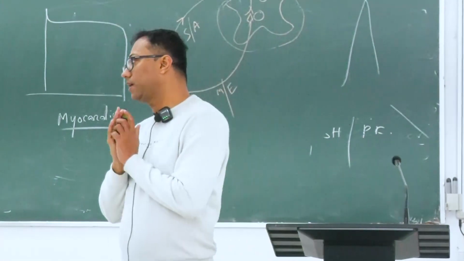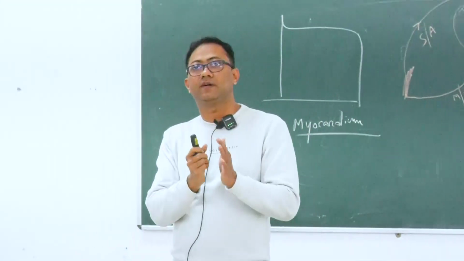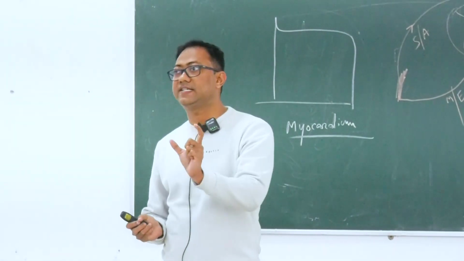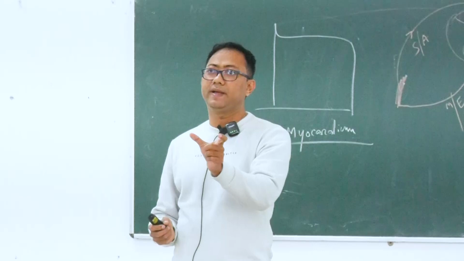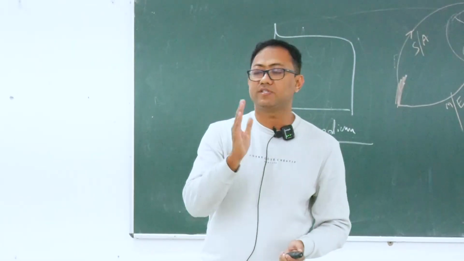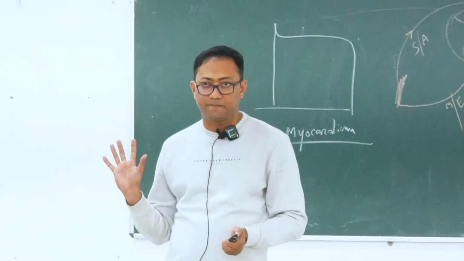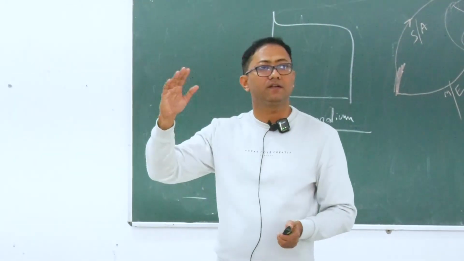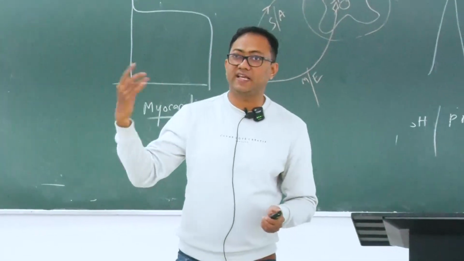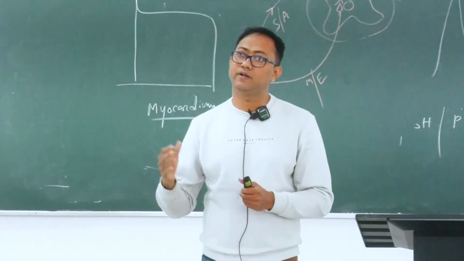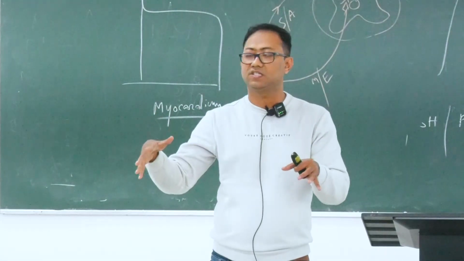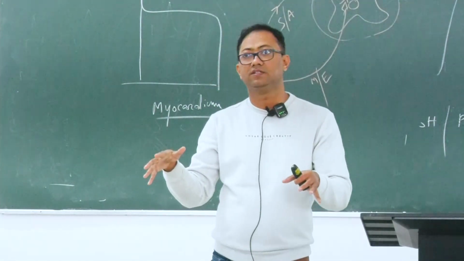Say for example, your baroreceptor is designed or set in such a way that it will maintain your mean arterial blood pressure from 70 to 100 millimeters of mercury. So when mean arterial blood pressure rises beyond 100 millimeters of mercury, it will bring it down within the range of 70 to 100. This is how the baroreceptor is supposed to work.